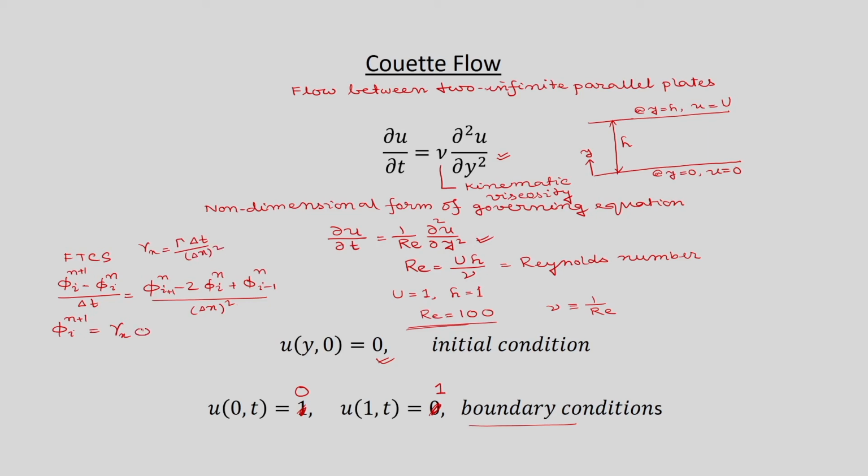So, it will be phi i plus 1 n plus phi i minus 1 n, and if you take this to this side, it will be 1 minus 2 gamma x phi i n. So, this is your FTCS method. Now we will show the computer program to solve this discretized equation, and we will show the results.